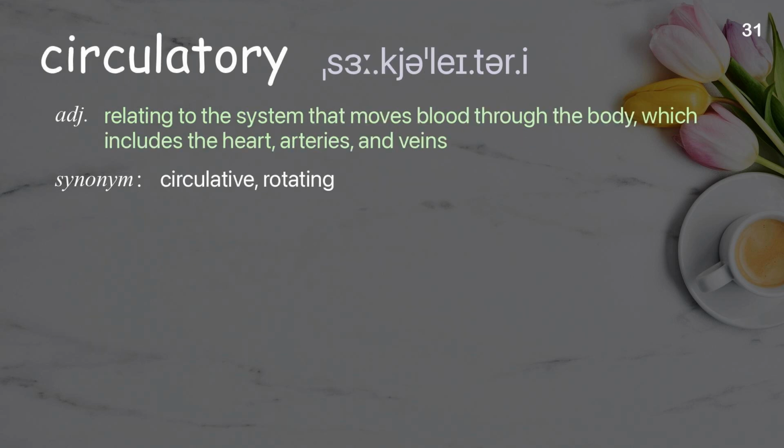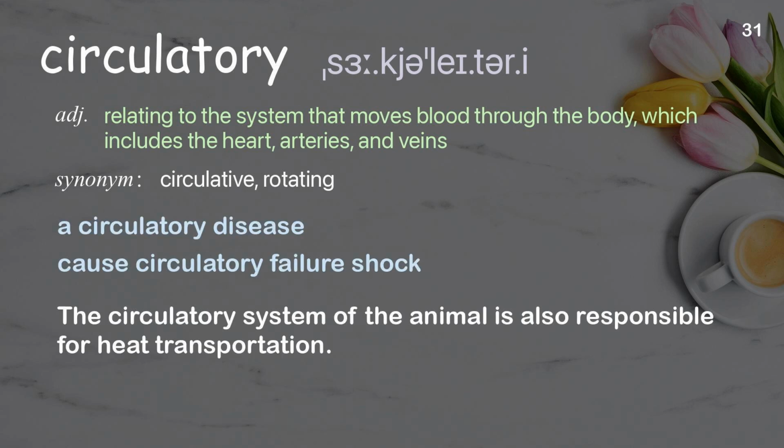Circulatory. Relating to the system that moves blood through the body, which includes the heart, arteries, and veins. Examples. A circulatory disease. Cause circulatory failure shock. The circulatory system of the animal is also responsible for heat transportation.